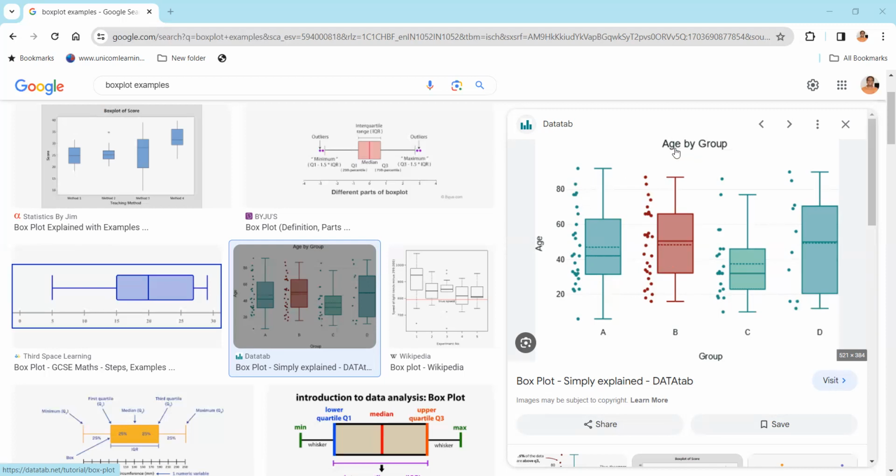So when you create this age by group, and see, this is vertical, so data is on the y axis. The lower handle is the lowest value.